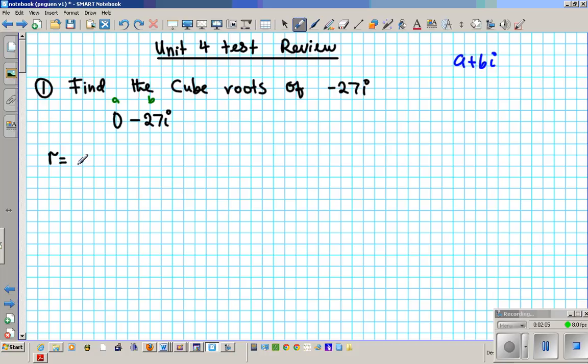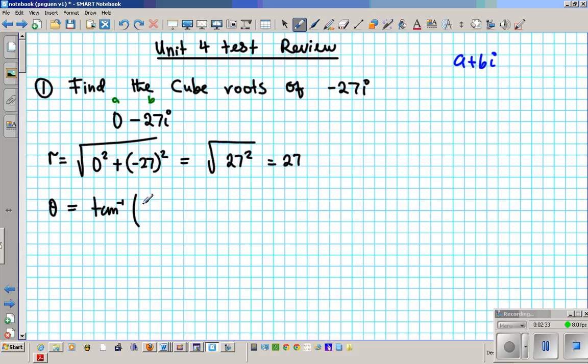So let's find r first. r is the square root of a squared plus b squared. So we're going to have the square root of 0 squared plus negative 27 squared, which is going to become, 0 goes away, the square root of 27 squared. The square root of 27 squared is equal to 27. So that's your r. Alright, so now let's look for theta. Theta is going to be the inverse tangent of b over a, or negative 27 over 0. Alright? So let's put that in our calculator and see what we get.